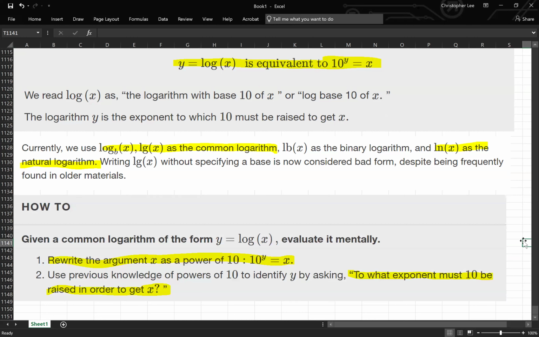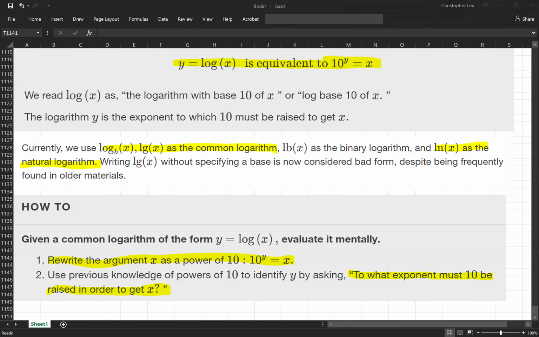So, given a common logarithm of the form y equals log of x, evaluate it mentally. That's how you do it mentally. Step one, rewrite the argument x as a power of 10. So 10 to the y power is equal to x. Use your previous knowledge of the powers of 10 to identify y by asking, to what exponent must 10 be raised in order to get x? And that's it. That's how you do it in your head.